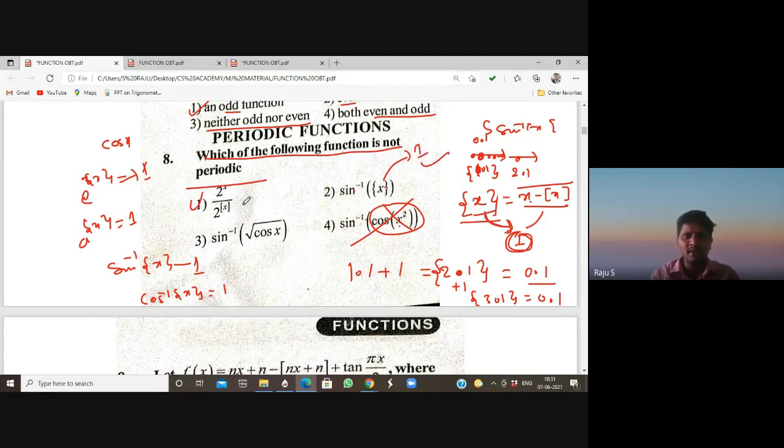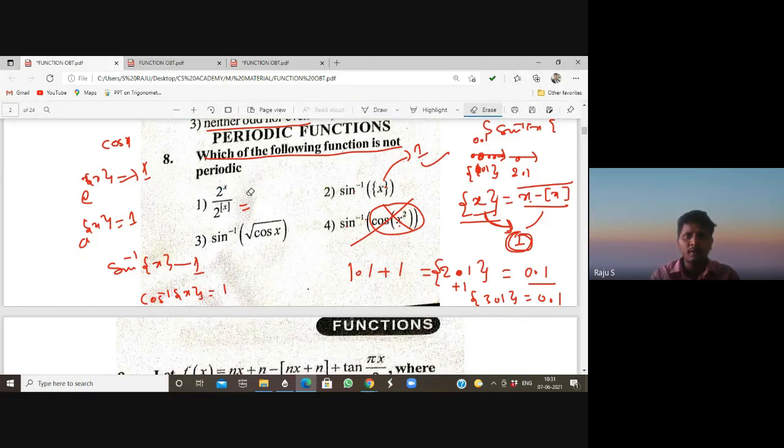What about this one? This can be written as 2 power x by 2 power greatest integer of x. Shall I take this denominator into the numerator? Yes, we can write like this. This is equal to 2 power x minus greatest integer of x, which is nothing but the fractional part of x again. This is an a power x form exponential, and again the periodicity is 1. Because the fractional part is 1, then 2 power x also 1. Fractional part of x is 1, then sine inverse of that is also 1.